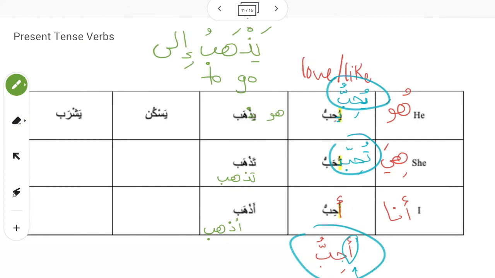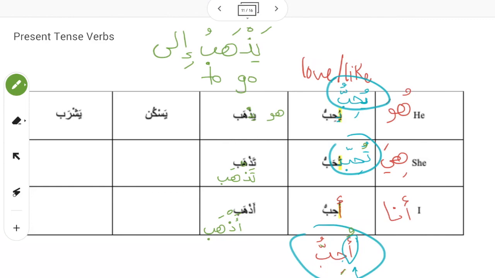Notice all the harakat stay the same. So there's a fatha on the first letter, there's a sukoon on the second letter, there's a fatha on the third letter. In this one, there was a dhamma on the first letter. All of them had a dhamma. Kasra on the first letter. All of them had a kasra. And shadda on the third. So the harakat all stay the same.